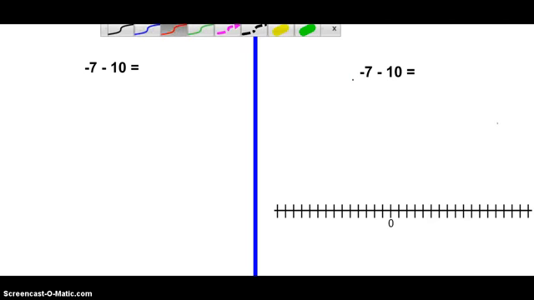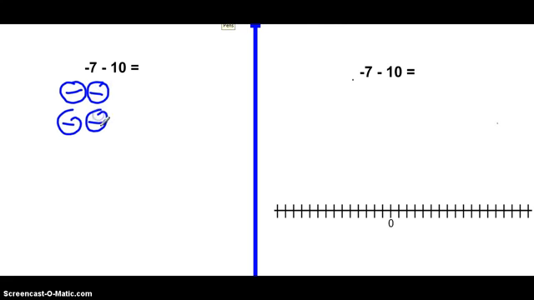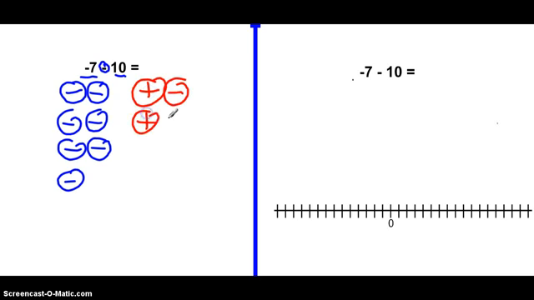Real quick, last one here. We got -7 minus 10. So we need -7 chips, or 7 negative chips. Now we are taking away a 10, a +10. There's no positives anywhere here. So we're going to have to bring in enough positives to take away. So we're going to have to bring in 10 0 pairs.